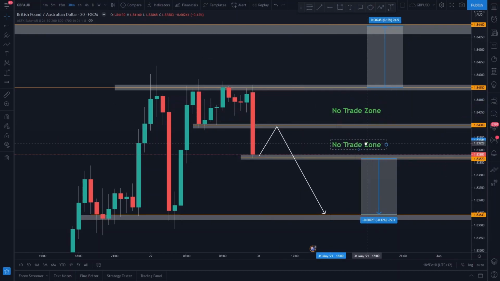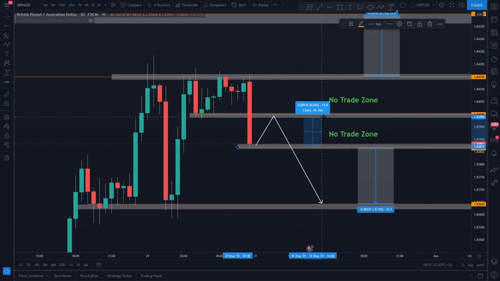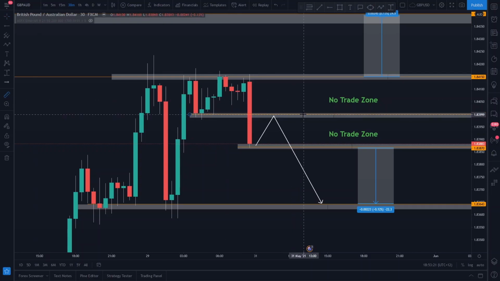And so is this one. This is a no trade zone. Even though the candle is clear, it's not that many pips. It's 11 pips, yeah, this is 11 pips, 12 pips. There's literally no trade here. 14 pips.